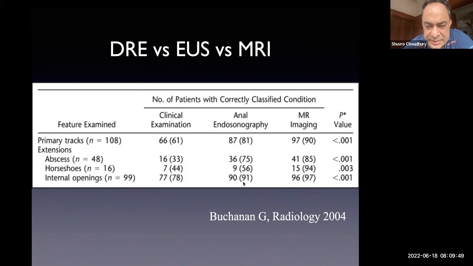Now, this is where I slightly disagree, because internal opening, particularly if chronic and fibrotic, can be a little bit more difficult to identify on MR unless you use contrast. So this is the only place where the use of IV contrast or gadolinium is actually useful, to identify the internal opening. So you can see that MRI is superior.